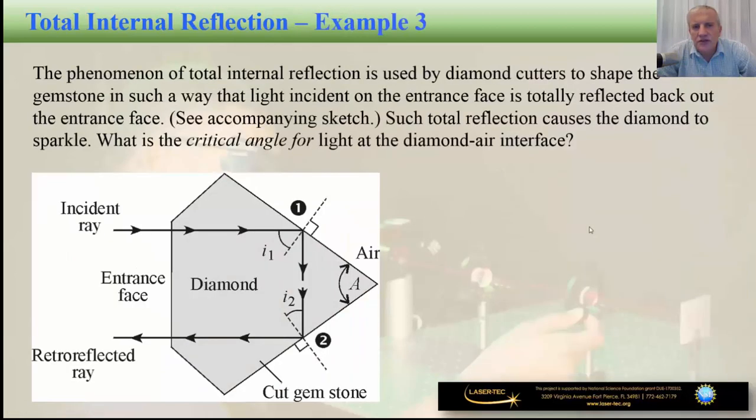The phenomenon of total internal reflection is not just used in optical fibers, but has found many other applications, one being also in the business of jewelry.